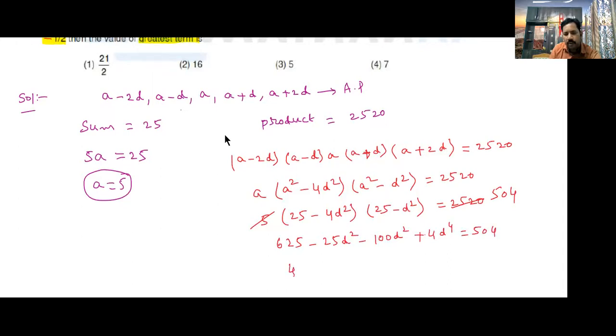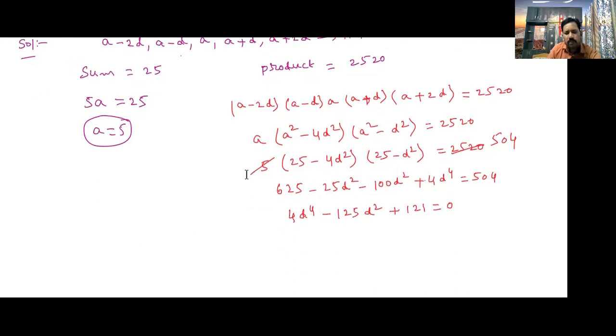Now write in particular order. 4d power 4 minus 125d square, sending 504 to the left-hand side, we get plus 121 after calculation. Split into factors: we get (d square minus 1) into (4d square minus 121) equal to 0. Finally, observe that d value we get plus or minus 1, and one more is plus or minus 11 by 2.